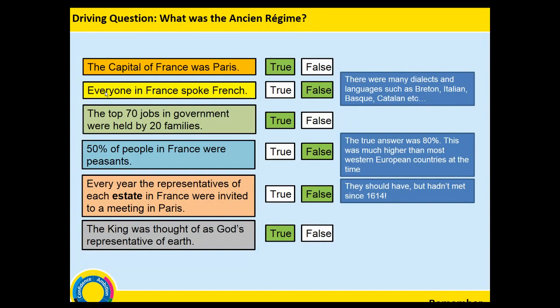It is true that just 20 families shared the top jobs in France. Later on, you will see why it was that so much power was given to so few very important people.